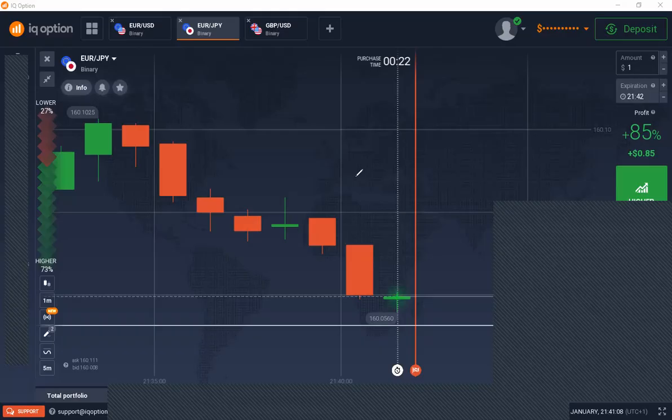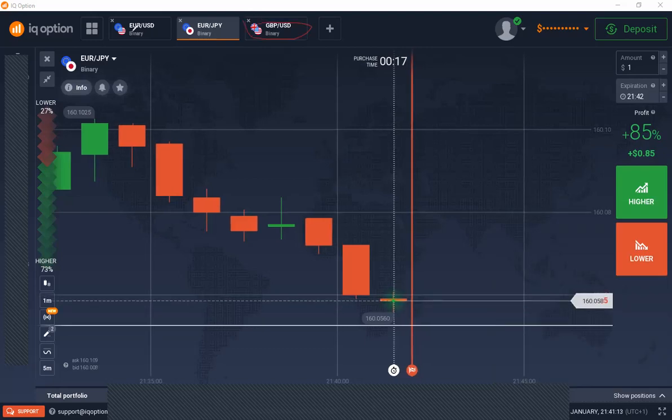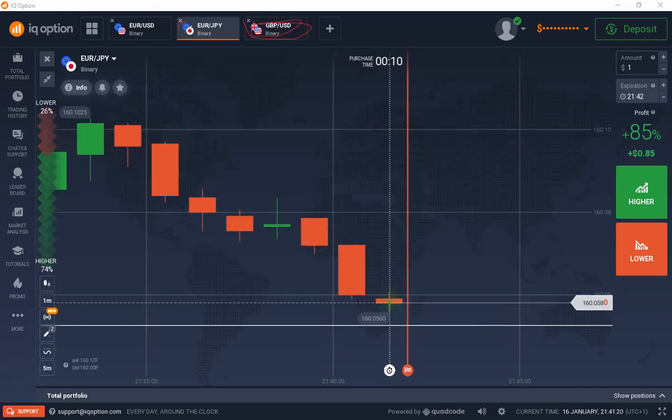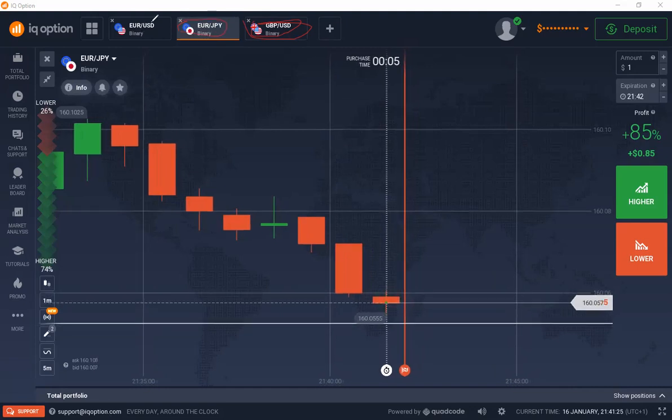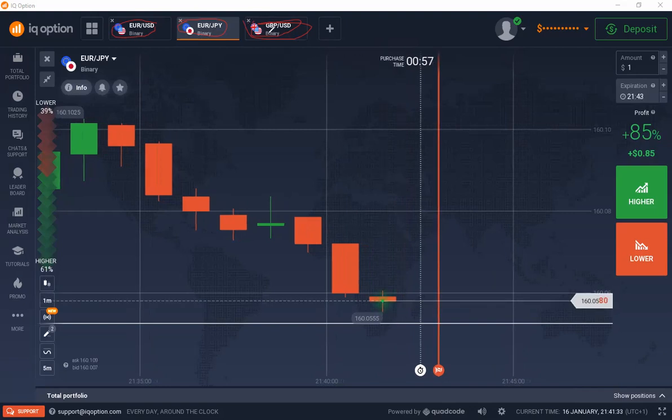You have been seeing me taking trades from one currency pair to another. If I took a trade on GBP USD, I go to Euro JPY for my next trade, and sometimes my third trade, Euro USD. So I pick each currency to take.